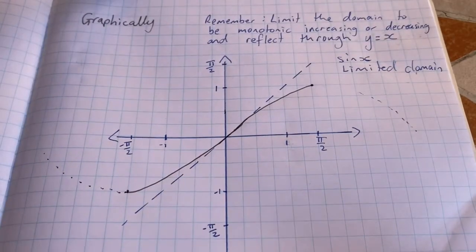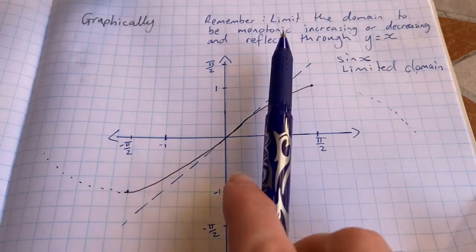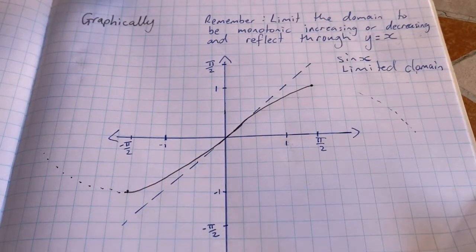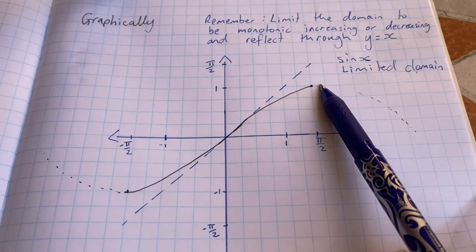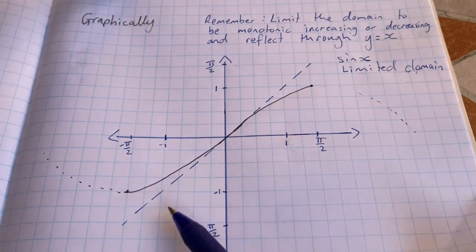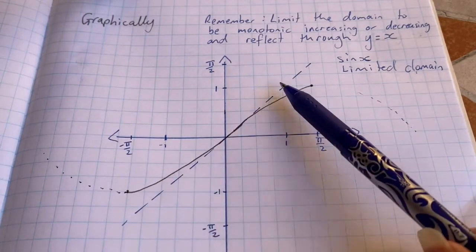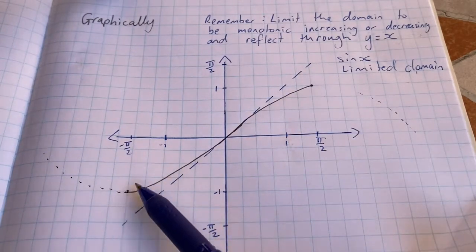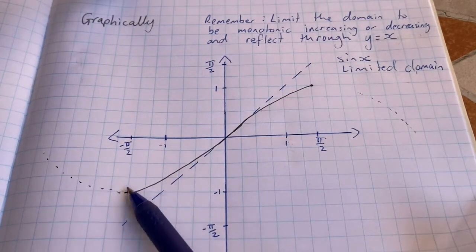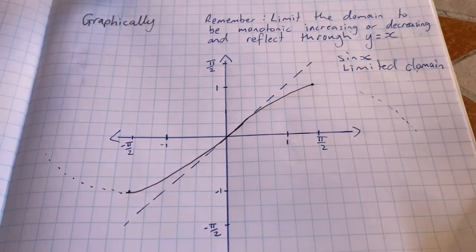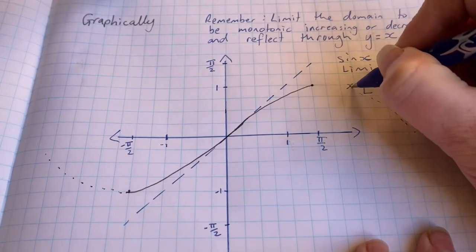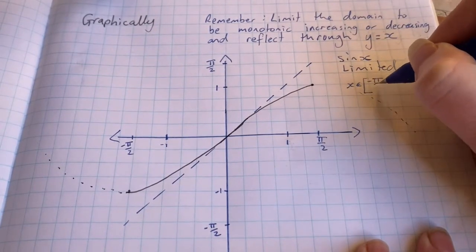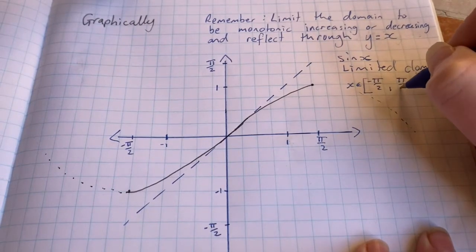Okay, so graphically, you may remember that to find an inverse function, we have to limit our domain firstly, so it's either monotonic increasing or monotonic decreasing. So remember, if it's monotonic increasing, it never decreases. So I've cut off these bits that decrease. Now here it's decreasing as well, so I've cut off that as well. So I've limited my domain from -π/2 to π/2 so that the function is monotonic increasing. So my limited domain is that x is from -π/2 up to π/2.